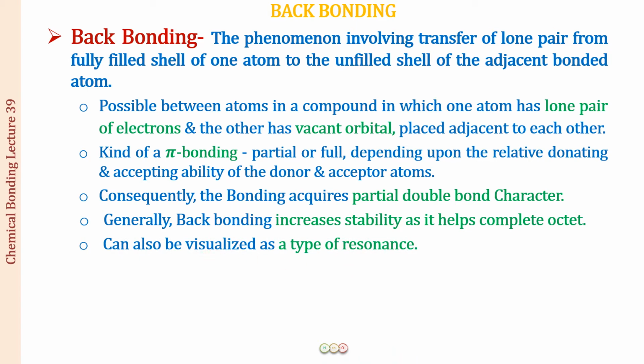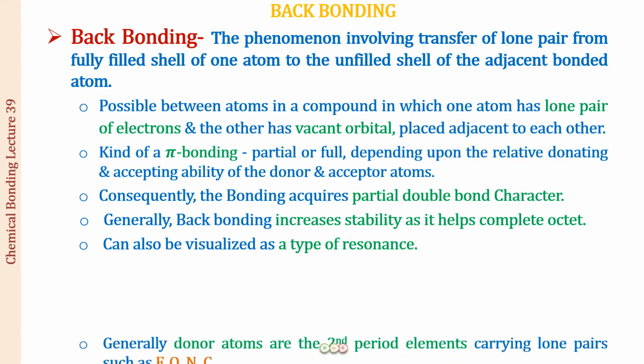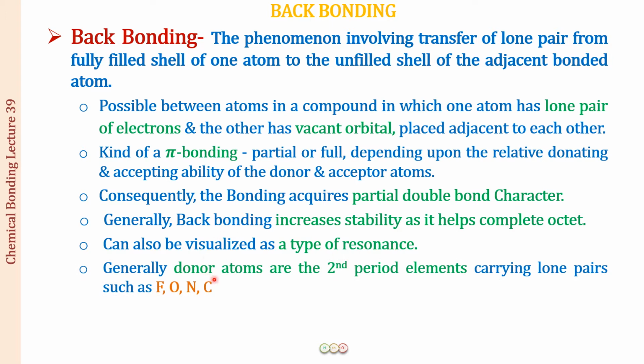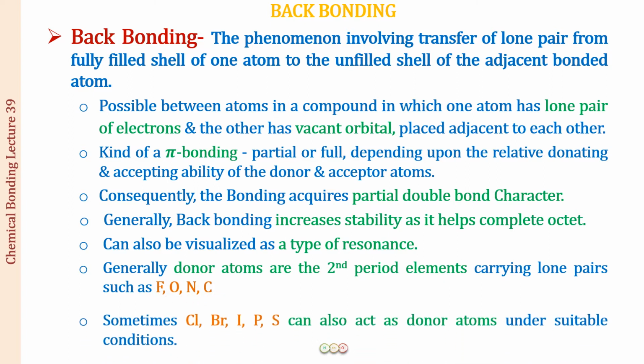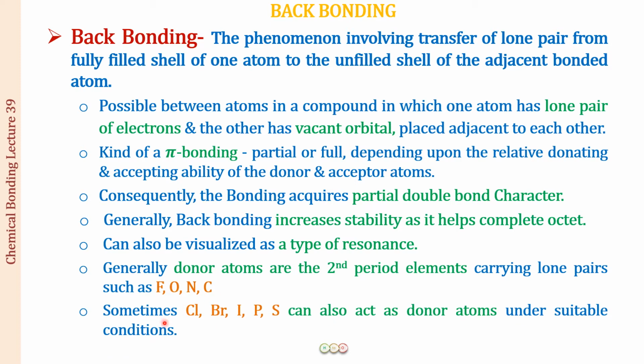This you have seen in the case of the BF3 molecule that we studied in the last lecture. There are many examples coming up further. Generally, the donor atoms are the second period elements carrying the lone pair like fluorine, oxygen, nitrogen and carbon, and there can sometimes be chlorine, bromine, iodine, phosphorus, sulfur also acting as donor atoms under suitable conditions.